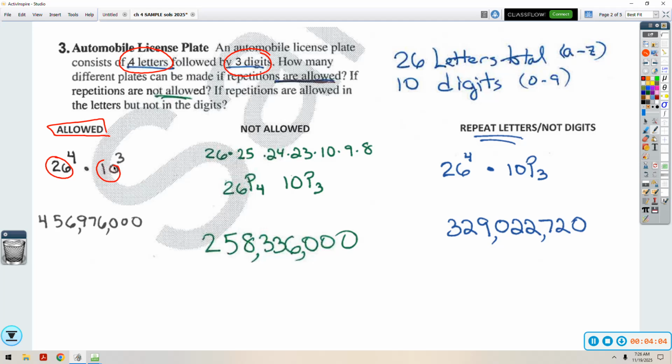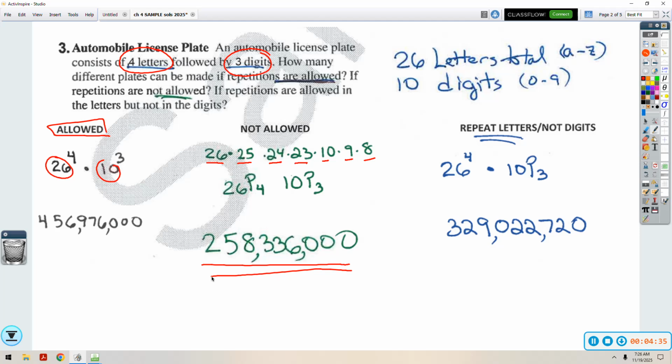If you're not allowed, there's 2 ways you could play with this. You could say, hey, I could have 26 ways of choosing the first letter, 25 ways of choosing the second letter, because I can't repeat, 24 ways of choosing the 3rd letter, 23 ways of choosing the 4th letter. Then when I go to choose my numbers, I have 10 ways of choosing the first digit, then 9, then 8. If you multiply all that together, there's the answer you get, 258 million.